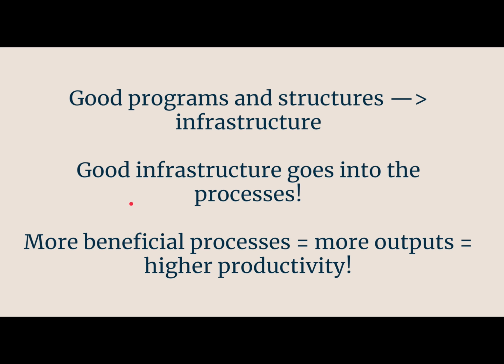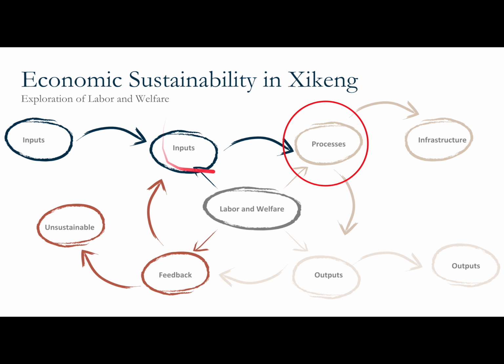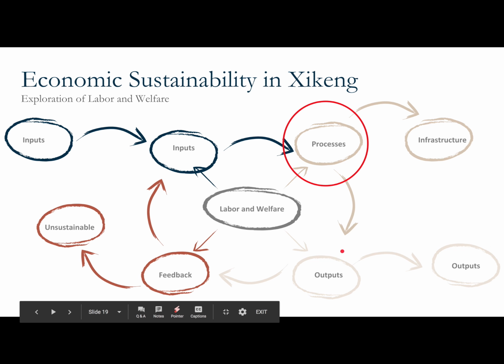All in all, we can see that the infrastructure is generally more sustainable in the village of Beidou, as they have good programs and structures in place to aid in the processes section of their system of labor. The more beneficial and efficient processes you have, then naturally the more outputs you will get. As a result, the productivity in the village of Beidou is higher than Xikeng.